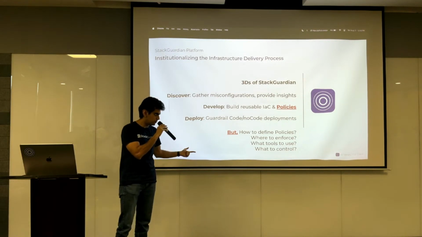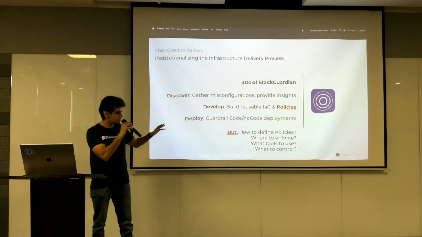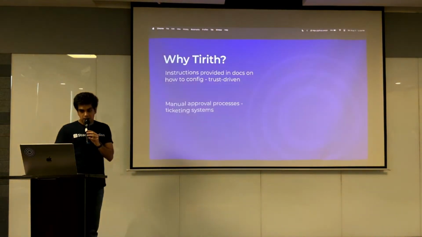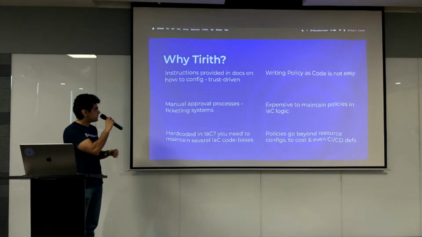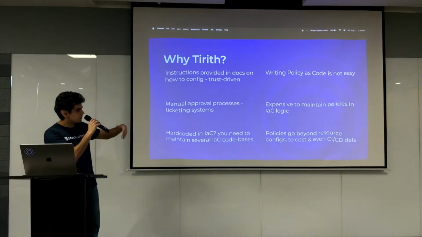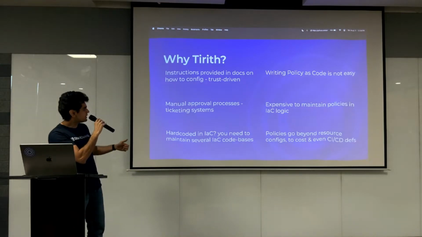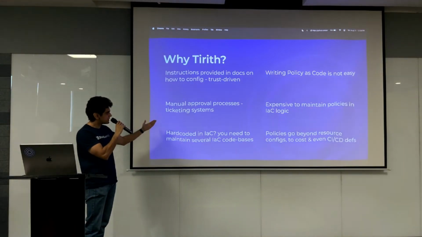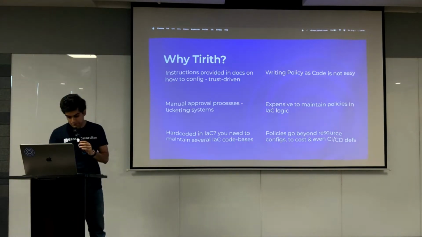You need to know Rego, and then you need to know what to control. This one gets very complex very fast, and that is why we built it so that we can have instructions provided in docs and have a no-code way of writing policy instead of writing code for it. Define it in a JSON, and you can have processes built around policies where you can ask for approval and so on and so forth.